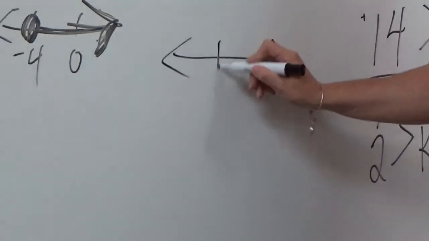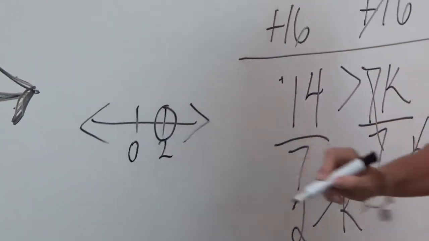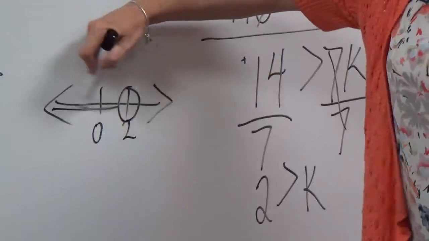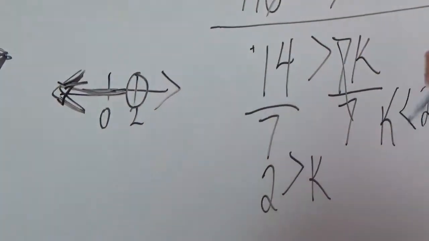Okay, so if k is less than 2, here's 0, here's 2. Open circle because there's no line under there. And I'm going to go this way.